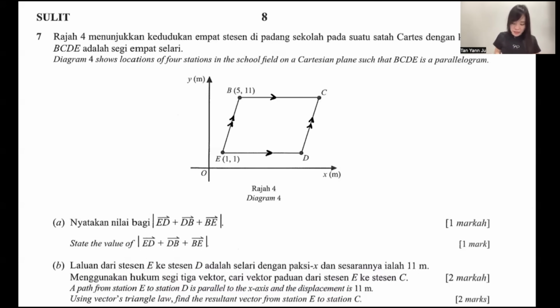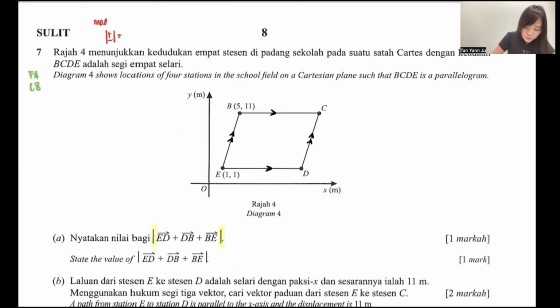So part A, they say, state the value of this. The moment you look at it, I think all of you straight away know this is under Form 4, Chapter 8, vector. So guys, how do we do it? The first thing first, you need to know what this two-line thing is. I hope you have the basics. This two-line thing, under this particular chapter on vectors, we always call it magnitude.